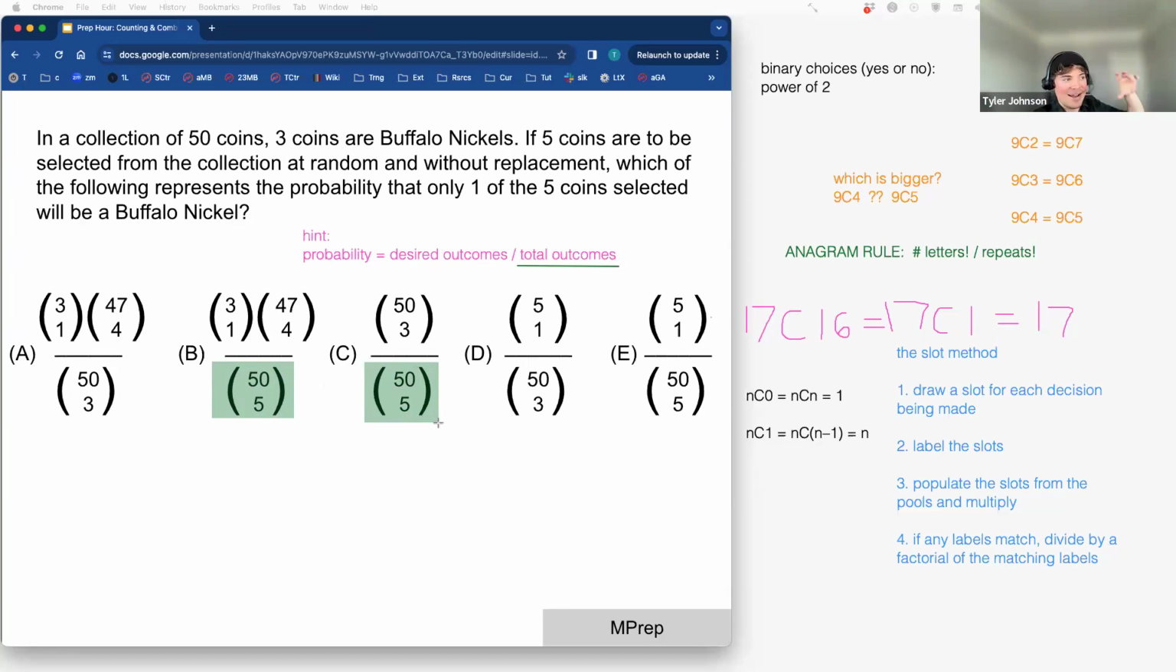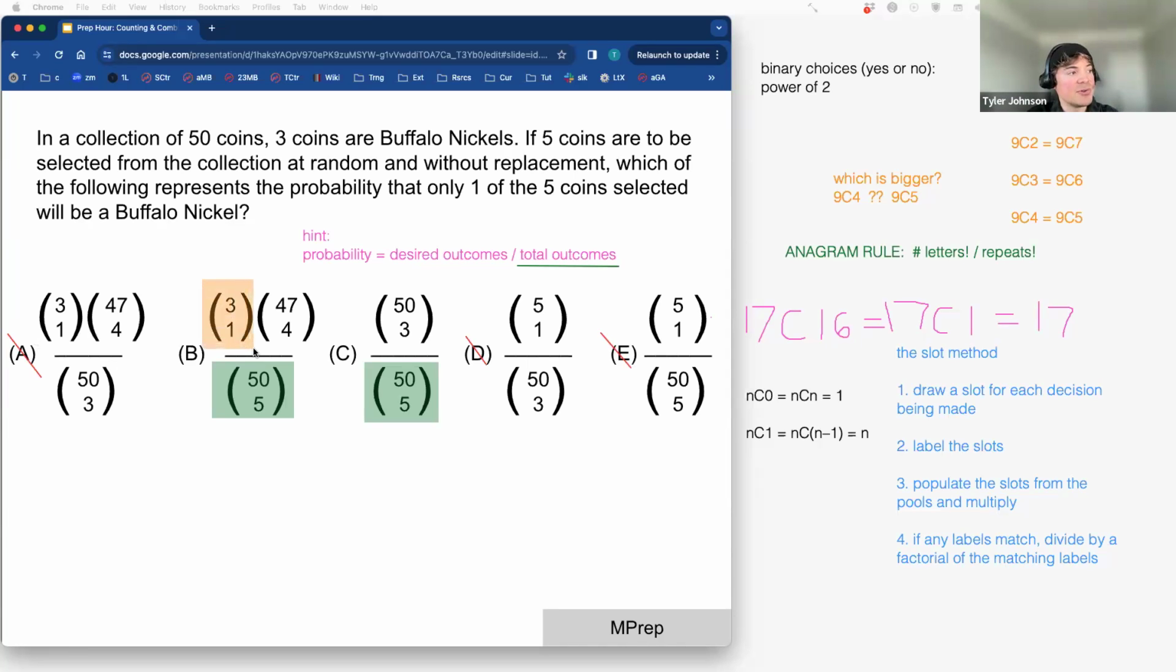We're trying to find how many ways contain, what is it? One of the 5 coins being buffalo nickel. Out of all the different ways, I could pick 5 coins from 50. So my denominator must be 50 choose 5. So already we've got it down to a 50-50. And then think about what's going on in the numerator. See 50 choose 3. That's the number of ways you can pick 3 coins from 50, which is kind of oversimplifying what we're looking at.